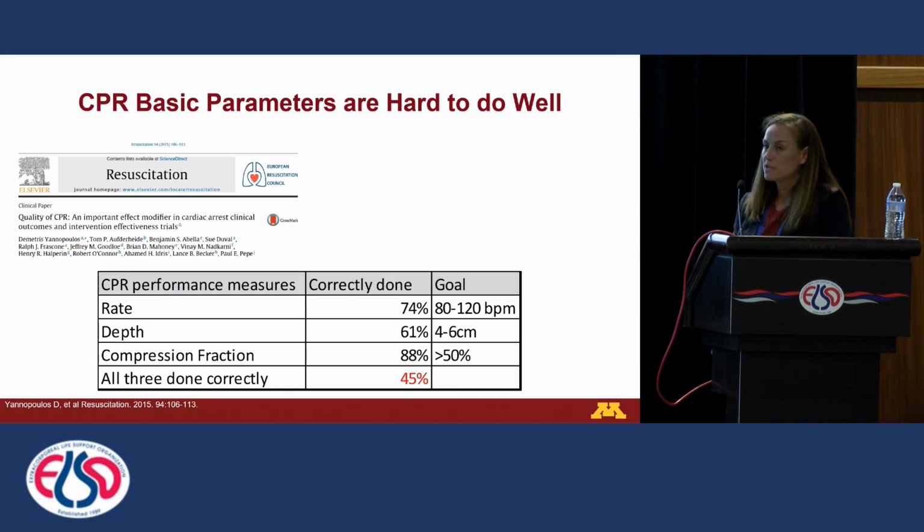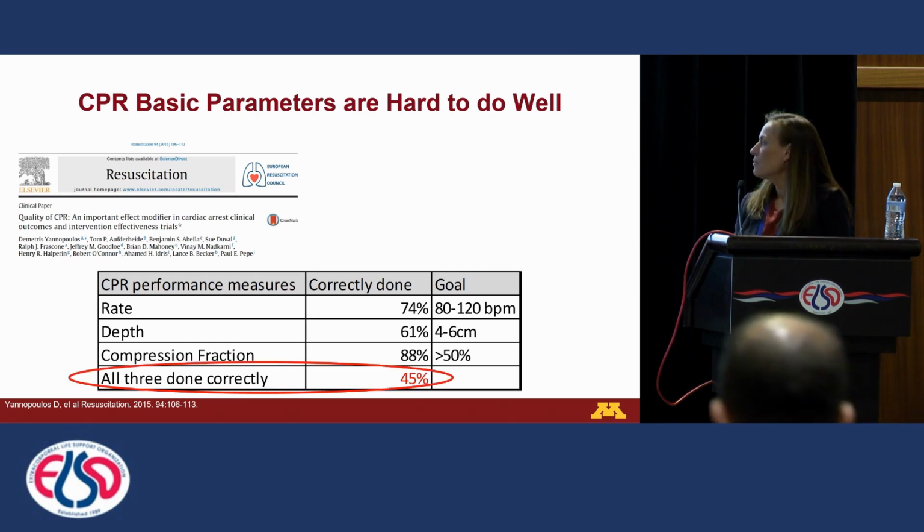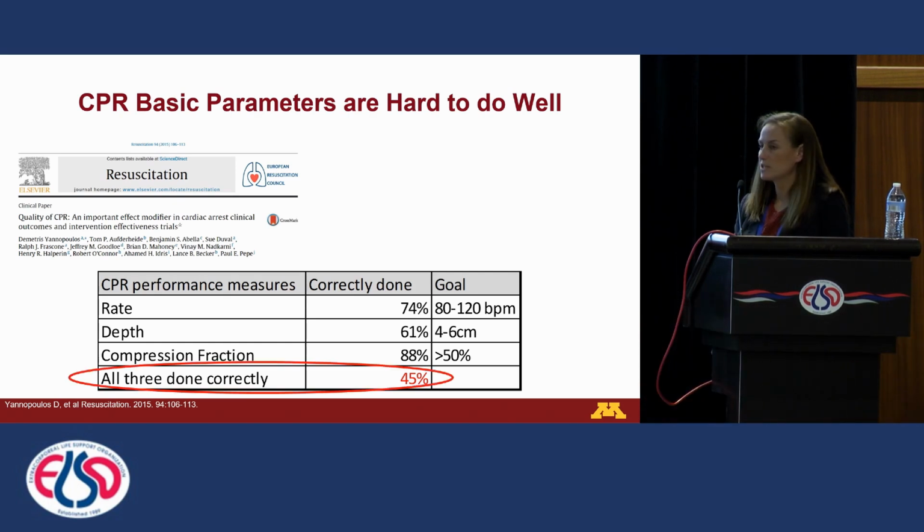So with these parameters in mind, we've known for a long time how to perform high-quality CPR, but that just doesn't happen. In about 45% of patients, we get all three of these correct. And this is in 9,000 patients across the United States.